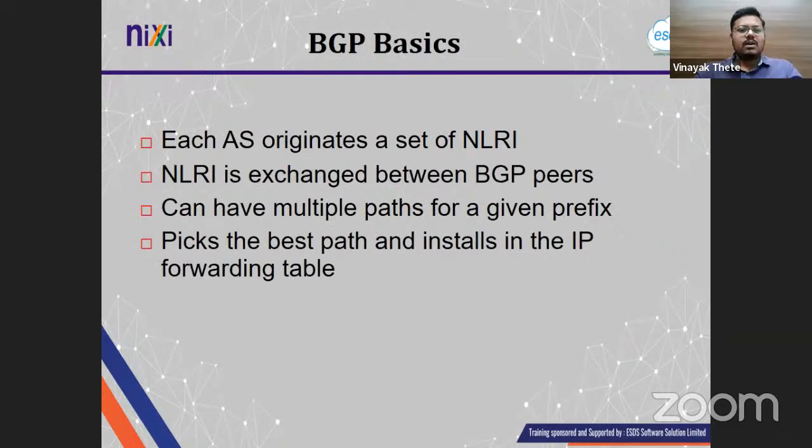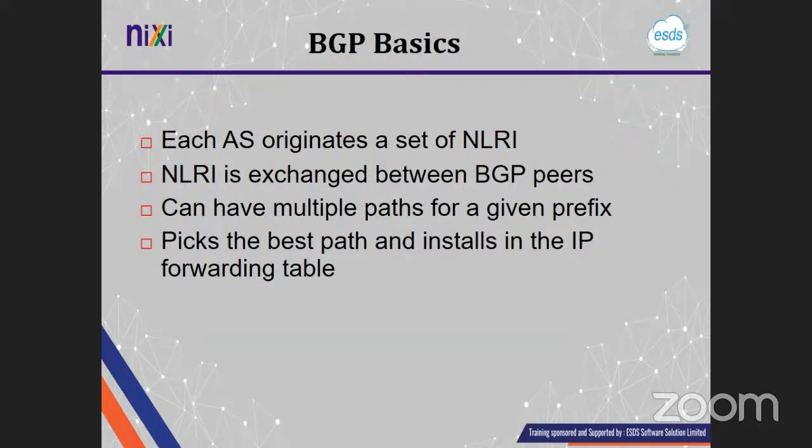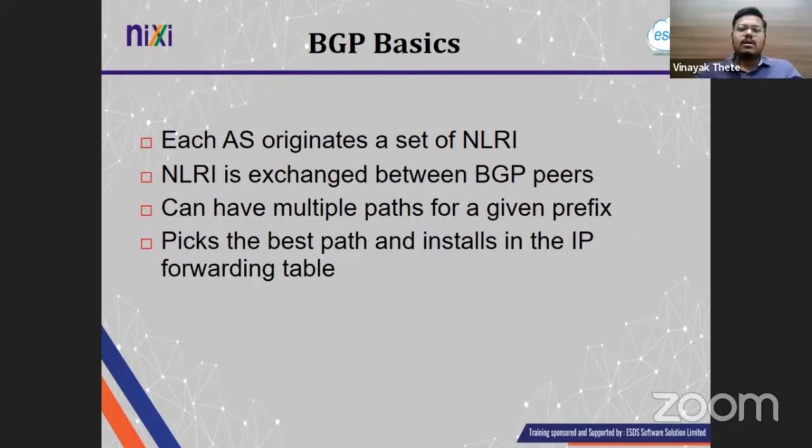Each AS originates a set of network reachability information. Then the information is exchanged between two BGP peers. The NLRI information exchanged between BGP peers can come over multiple paths for a given prefix. And suppose there are multiple paths, then out of those paths we can pick the best path, which is installed in the forwarding table.